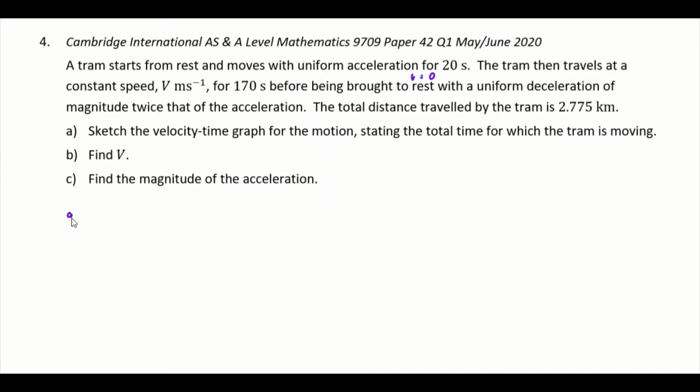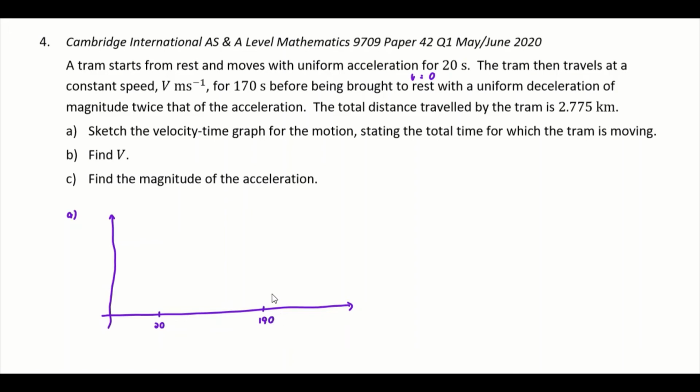Okay, so A, same thing. Let's try to find out the important points here. You can see 20 seconds, then another 170. You can imagine the last one is going to be a deceleration at twice the magnitude. Maybe let's do the first two first, then after that I'll explain from there. So we have this line and the other line. Obviously we are going to have 20, then another 170, so that's why we have 190.